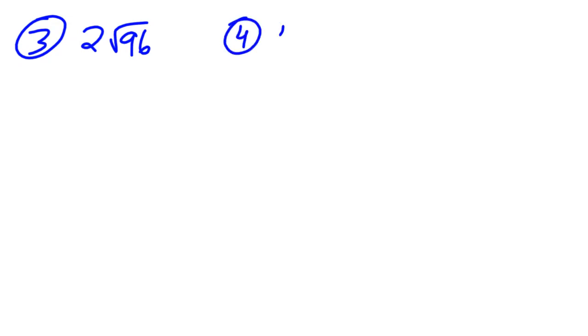So let me give you a couple that you can try on your own. Question 3, we have 2 rad 96. And for 4, we have 4 rad 216. What you need to do is try to find the greatest perfect square factor and try simplifying it using that. So if you finished it, I'm going to go over it now.